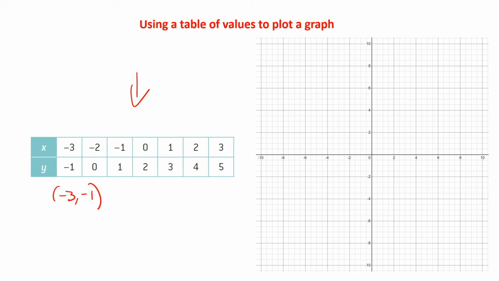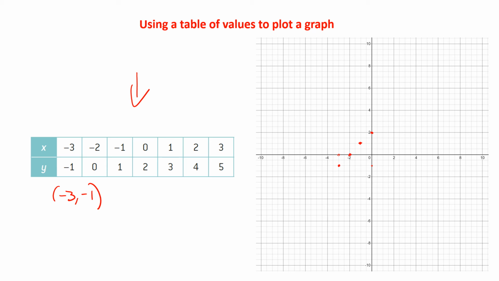What I'm going to do is come over to the graph, and go across to -3, which is about there, and then 1 would be -1, would be there. So where they would meet would be about there. Then I would go across x on the -2, so about there, and it happens to be y is 0. So y is 0 there. Then I'm going to go -1, 1, which would be about there. Then 0, 2 would be there.